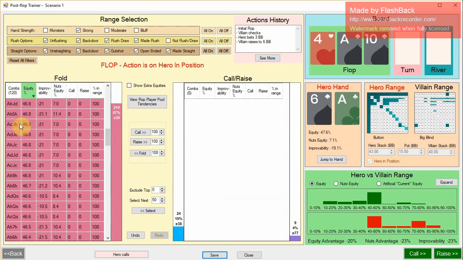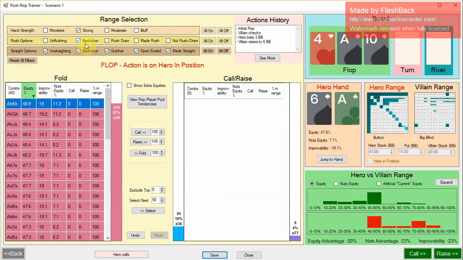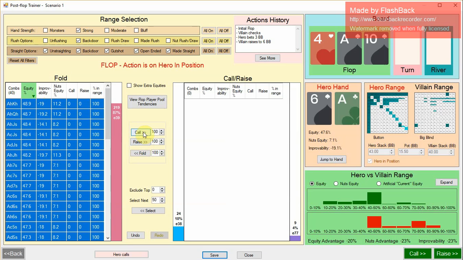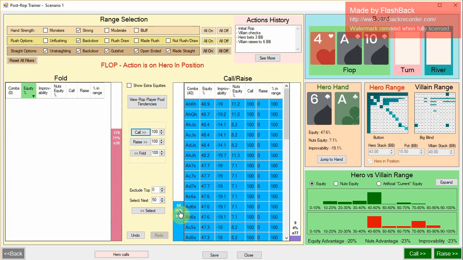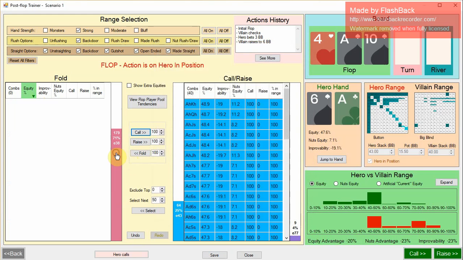So let's select these. So we have a load of ace hands. Let's pick the ones that have the most equity. In fact, let's pick the strong hands that also have backdoor flush possibilities. So we can do that by doing this. So there we go. These hands all have backdoor flush possibilities. Let's call with those hands too. That gets us up to 25% of hands. We can see, by the way, at any point, that's our current calling range. That's our raising range. And this is our checking range.